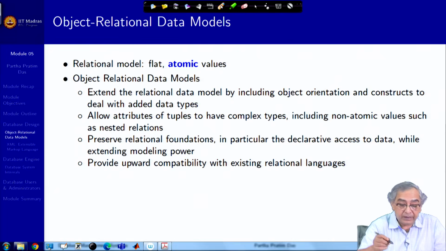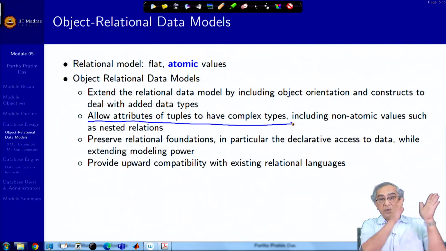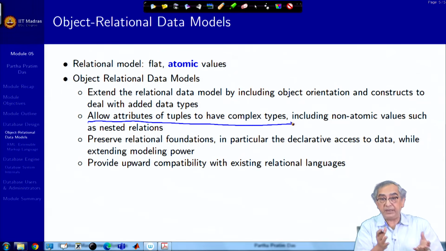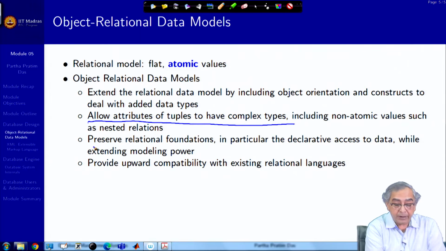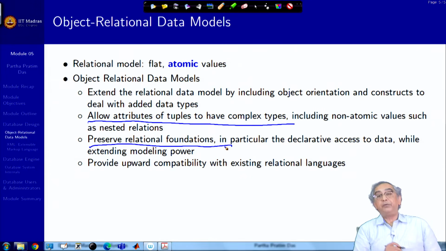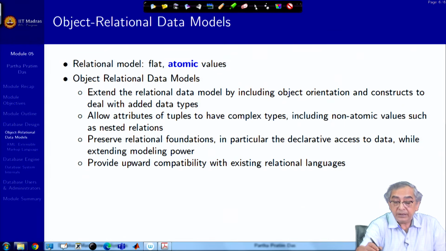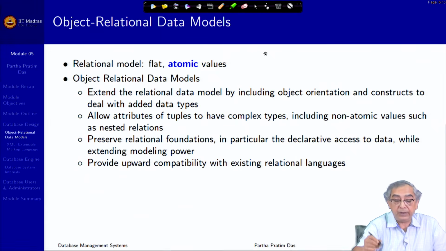So, these are some of the key things you can say. It allows attributes to have complex types. Complex is not in the sense of complex numbers, but complex in terms of complexity, which are non-atomic values or composite values, but it preserves the basic relational foundation. These are a little bit more advanced, but have been in the community for quite some time. We will try to give you a glimpse if we get time, but primarily I just want you to know that what you are learning in relational database is key, but it is not the only thing.